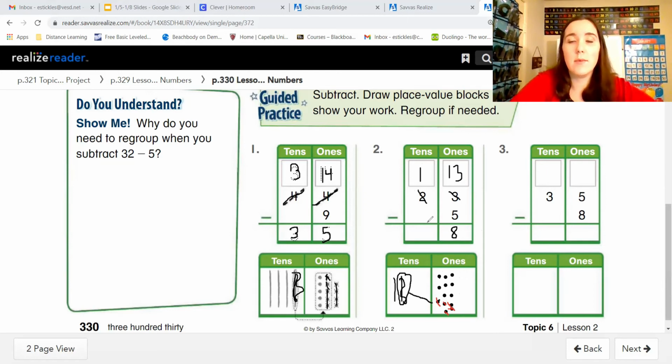And then in our 10s column, we have 1 10 minus 0 10s. We're not subtracting any, so we'd still have 1 10. So our difference, our answer, is 18. Okay, let's do one more. Let's do number 3. We're going to do 35 minus 8.